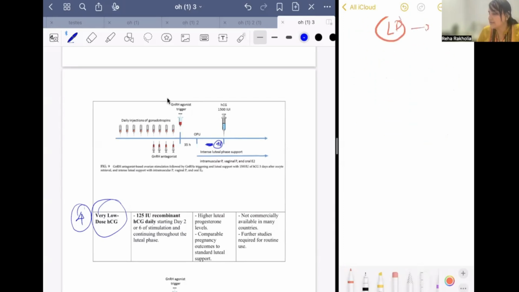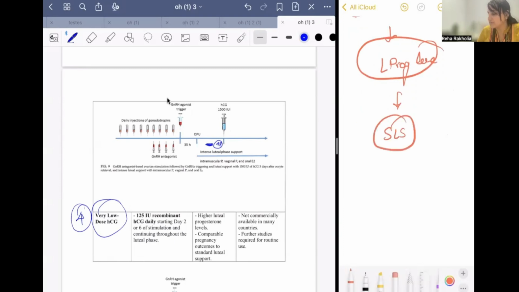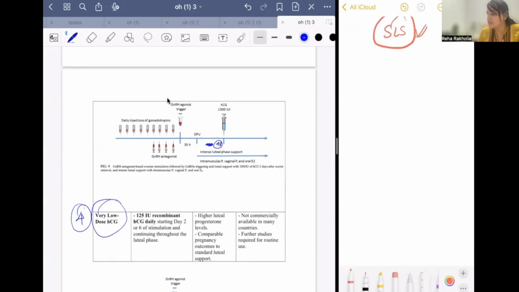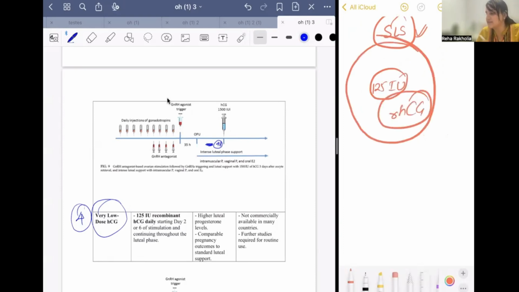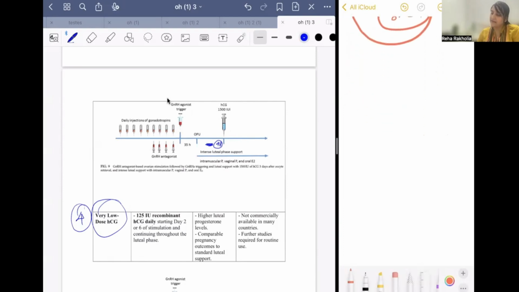It has been found to increase the luteal progesterone level and produce comparable pregnancy to standard luteal support. However, it is not commercially available. 125 international units of recombinant HCG is not commercially available in many countries, and further research is needed before it can be widely recommended.